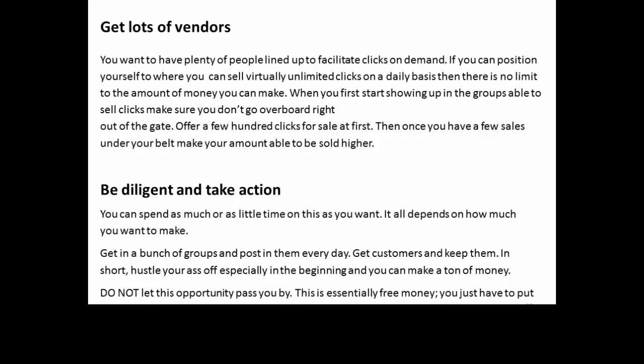When you first start showing up in the groups to sell clicks, make sure you don't go overboard right out the gate. Offer a few hundred clicks for sale at first. Then once you have a few sales under your belt, make your amount able to be sold higher.